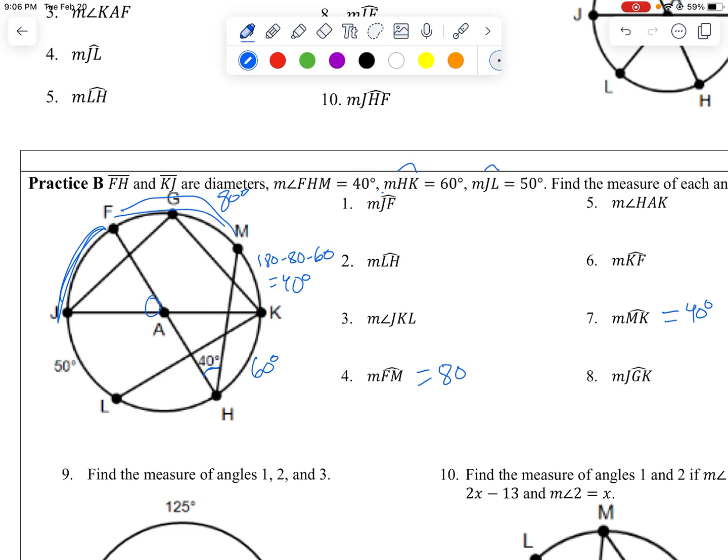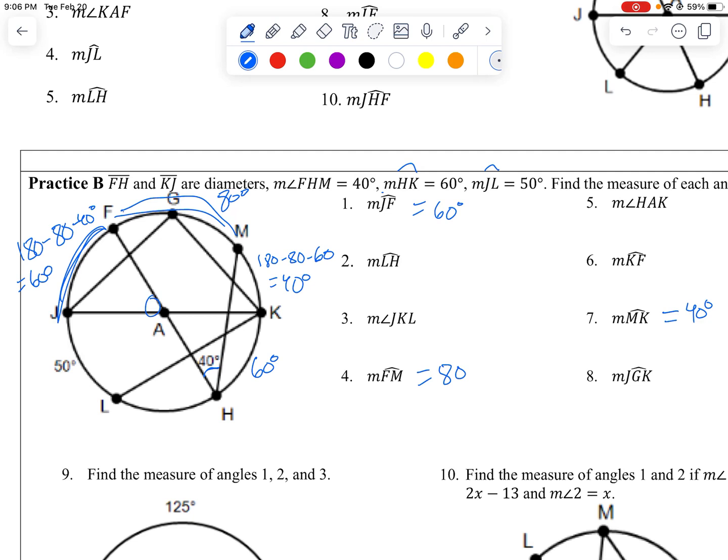And so now that I know these two pieces, I got this section here, I can take that away from 180 to get this JF here. So it's going to be 180 minus 80, and then minus this 40 degree thing here, which means it's going to equal 60 degrees. So I got that part finally, 60 degrees.